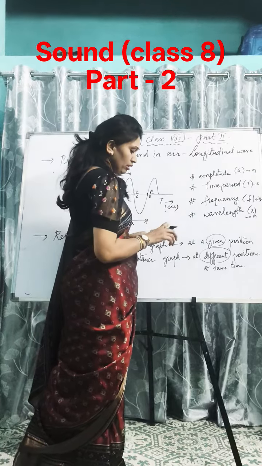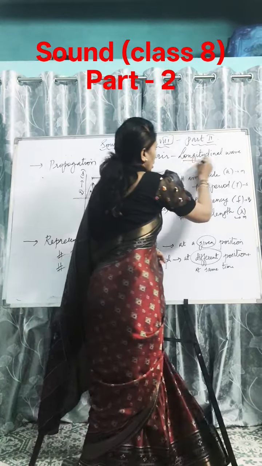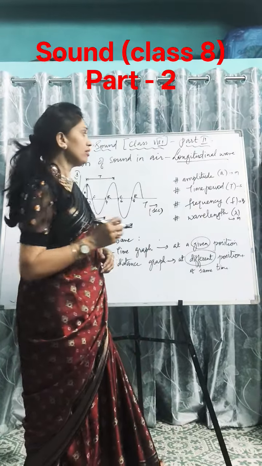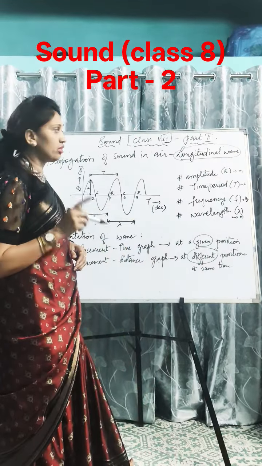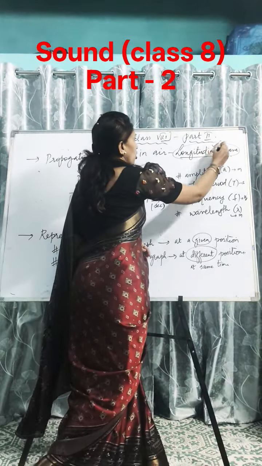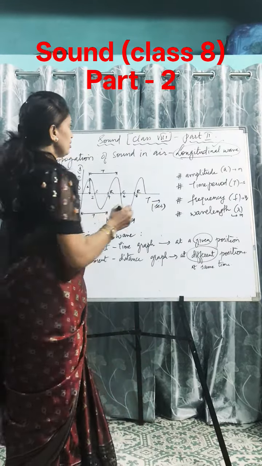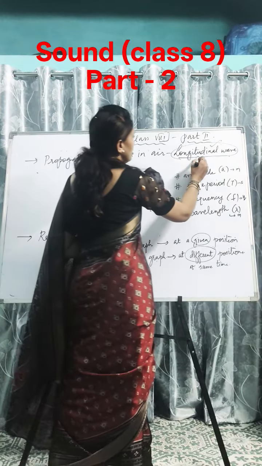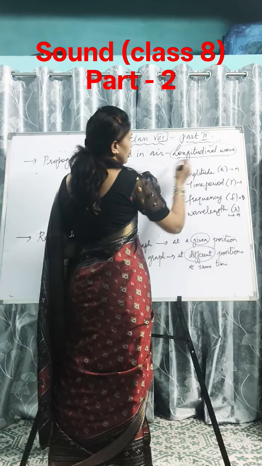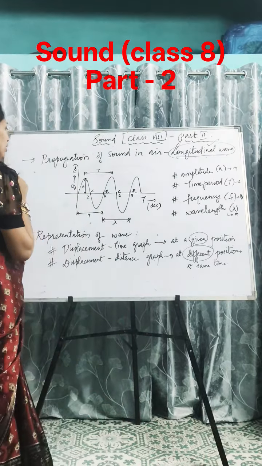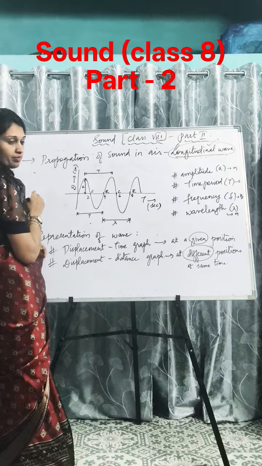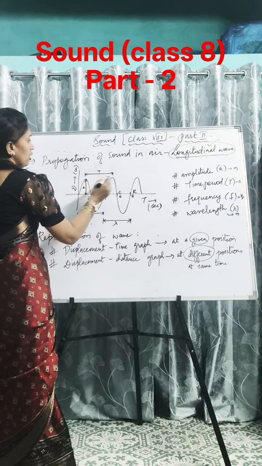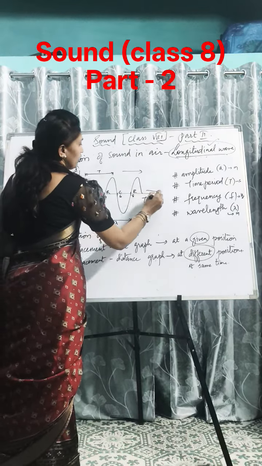And as I told you, sound actually basically travels in the form of waves, and waves are of two types. One is transversal waves, the second one is longitudinal waves. Yes, so sound basically travels in the form of a longitudinal wave. Now what is that longitudinal wave here? In longitudinal waves, basically the particles move in a direction parallel to the propagation of sound.